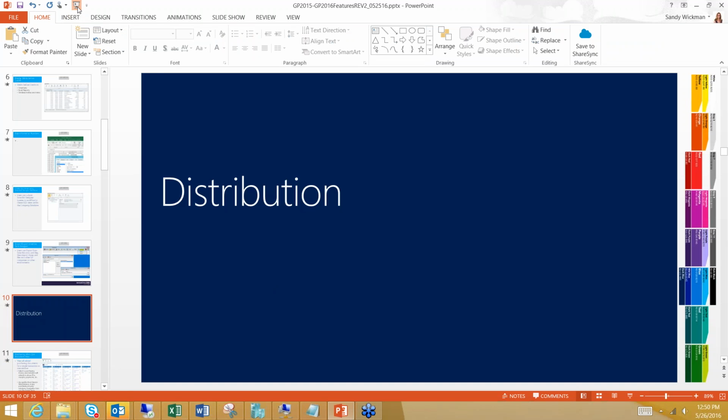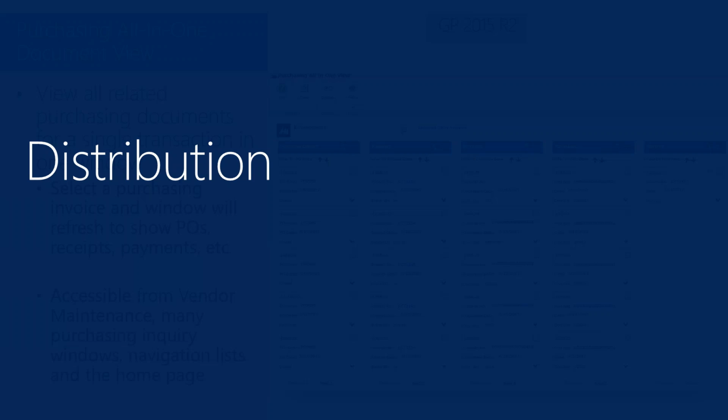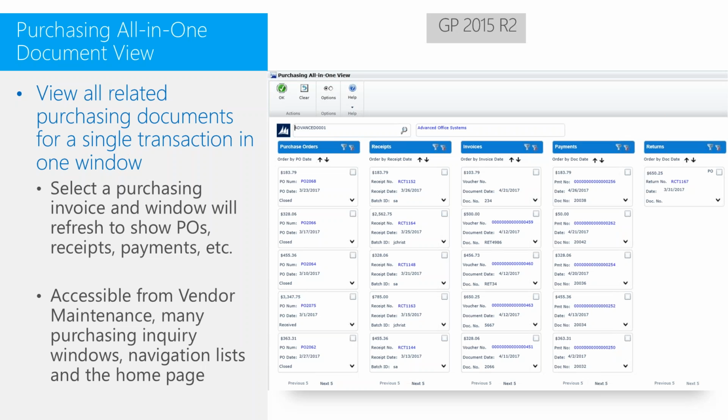Okay, so with regard to distributions enhancements then, in GP2015 R2 the first feature we saw was the purchasing all-in-one document view. This view is related to all purchasing documents for a single transaction in one window. So within this example, you'll see we have purchase orders, receipts, invoices, payments, and even returns as it relates to a number of documents, and it can show 5 at a time.